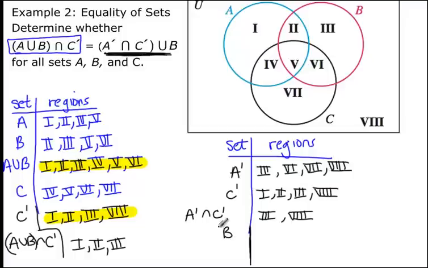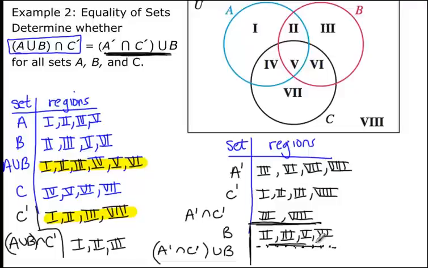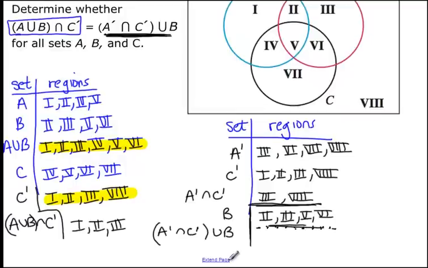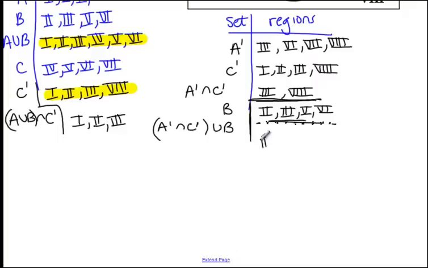And next I'm going to write B again. We could just look on the other chart, but B included regions 2, 3, 5, and 6. And so finally this statement, the intersection of A complement and C complement, union B. So we want to look at all of the regions that are included in either of those statements, which would include 2, 3, 5, 6, and 8.